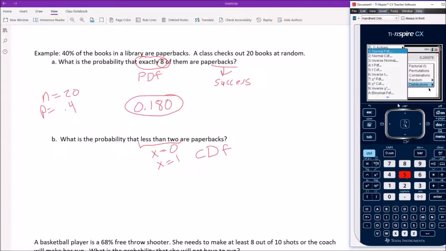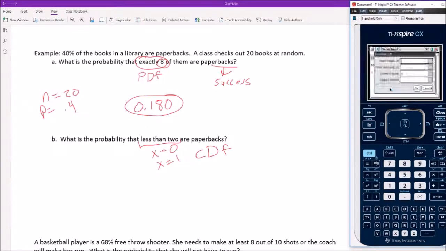So menu, 5, 5, and guys, I'm going pretty quick. I've learned the shortcuts. 5, 5 will get you right into this menu. And then I go to CDF. So what are my number of trials? It's still 20, because it's the same situation, it's just asking a different question. Probability of success? It's still 0.4. Lower bound? Well, our numbers are 0 and 1, so I'm going to use 0. I'm going to leave that alone. We're going to use 1 here, and we're going to see that probability. Seems like it'll be unlikely. And oh my goodness, it is 0.0005.